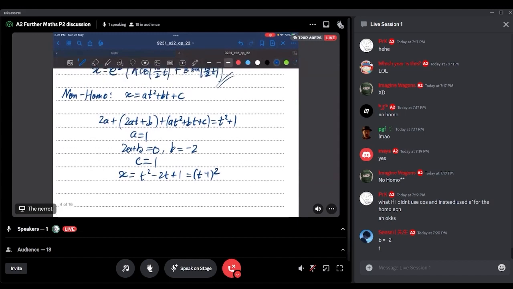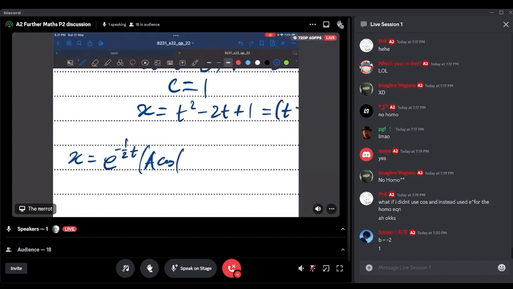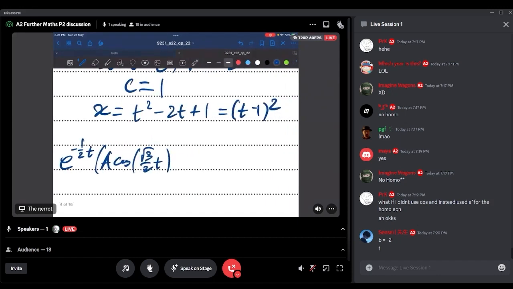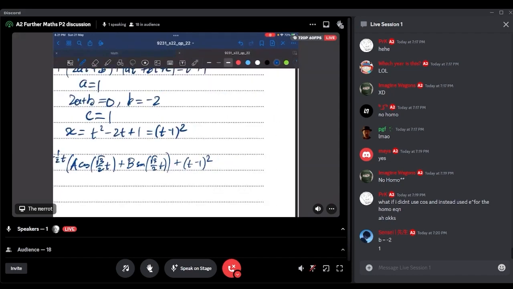Now that we're done, just add both cases, homogeneous and non-homogeneous, just add them up together. That's your answer. Let me write it down again. So tiring to write down. Okay, that's it.